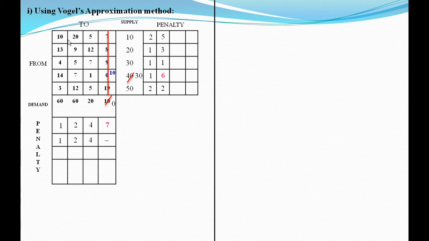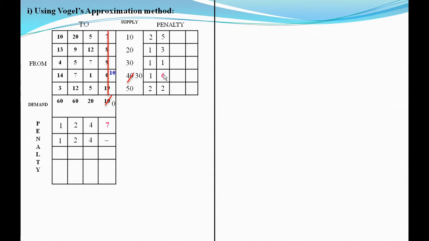So first minimum, second minimum 5, first minimum, second minimum 3, first minimum, second minimum 1, first minimum, second minimum 6, first minimum, second minimum 2. So after entering all these things, which is greatest in the second penalty? 6. That's why I have given it in some other color.